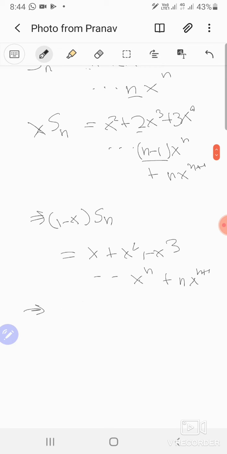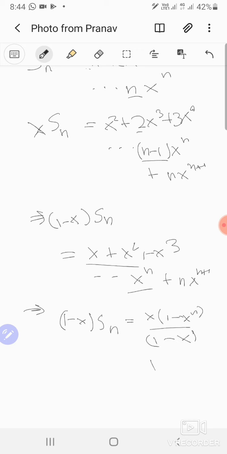So that gives me 1 minus x into Sn. Now this is just a geometric series. That's going to be x times 1 minus x raised to, how many terms are there? 1 to n, there are n terms, so 1 minus x raised to n upon 1 minus x, plus n times x raised to n plus 1.